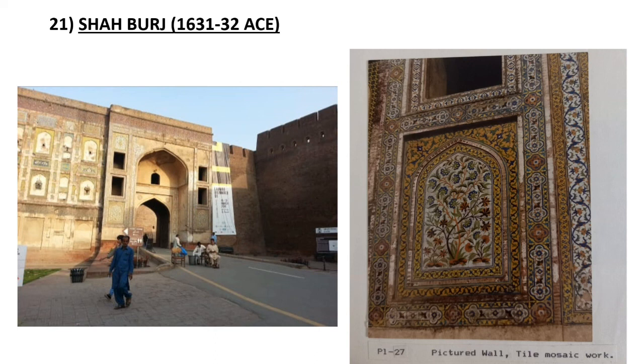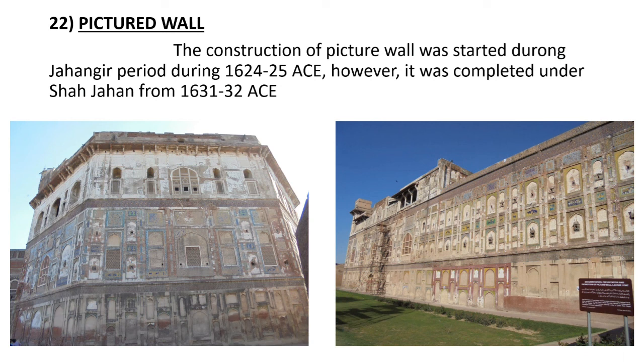Dear students, just in front of you on the right side is the Picture Wall. The Picture Wall construction was started in the time of King Jahangir around 1624 to 1627. However, he died in 1627 while coming back from Kashmir, at Rajouri. So this project was then completed by his son and successor Shah Jahan in 1632.